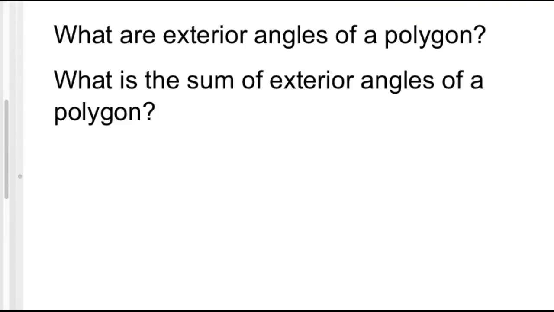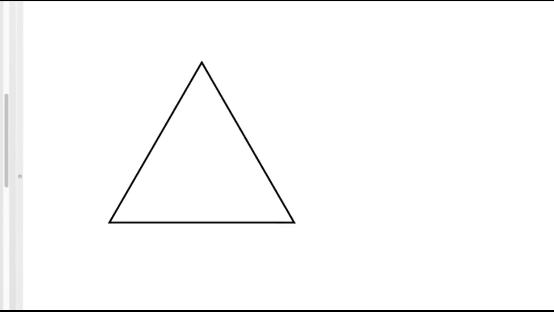Okay, what are the exterior angles of a polygon, and what is the sum of exterior angles of a polygon? I mean, how do we find that? So the big thing is first is just what are exterior angles of a polygon. So we'll start with a pretty simple one. We'll start with a triangle.